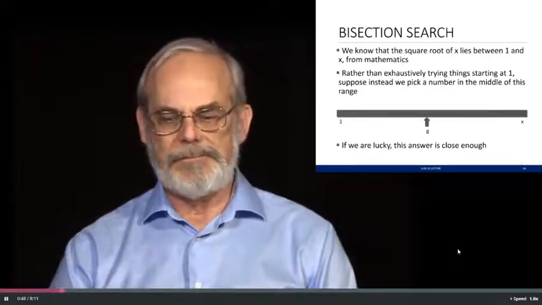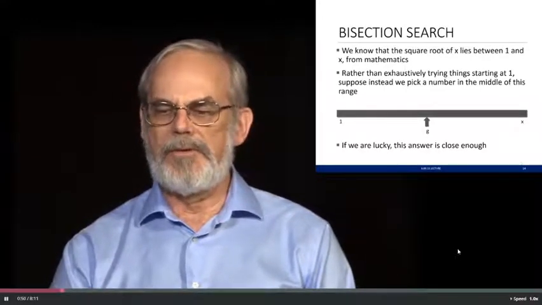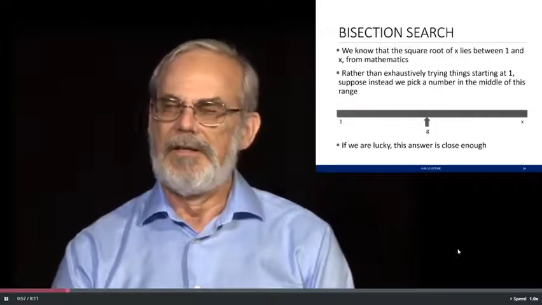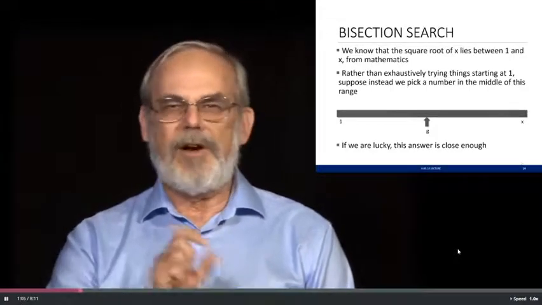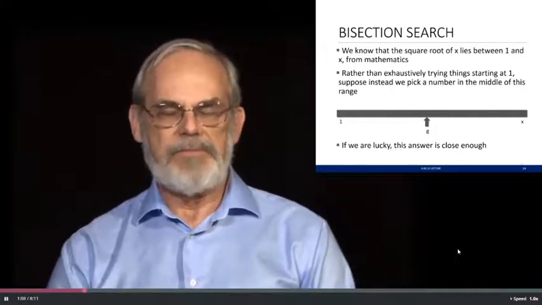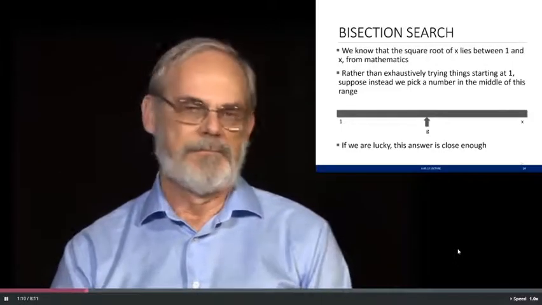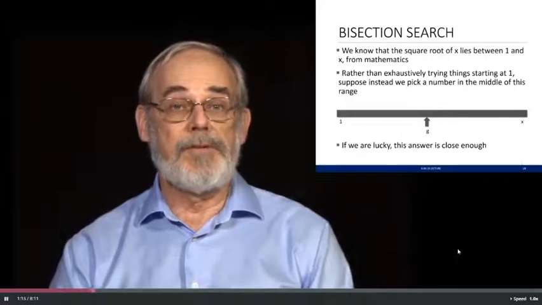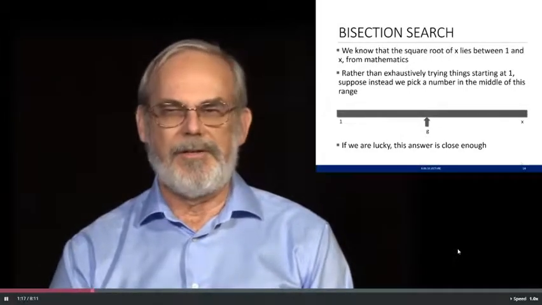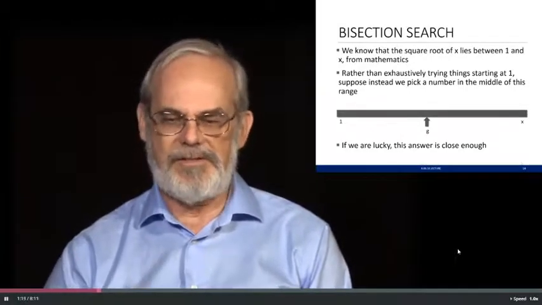Let's think about square root. One of the things we know about the square root of a number is that it lies between 1 and that number, if that number is bigger than or equal to 1. We'll do fractions in a second. So the square root of 25 lies somewhere between 1 and 25. Here's the basic idea. Rather than trying everything starting at 1 and taking small steps, suppose we pick a number in the middle between 1 and, say, 25, 12 and a half. If we're lucky, that's going to be close enough. Now, it's probably not close enough in this case. We know where it is, but it's a nice start.